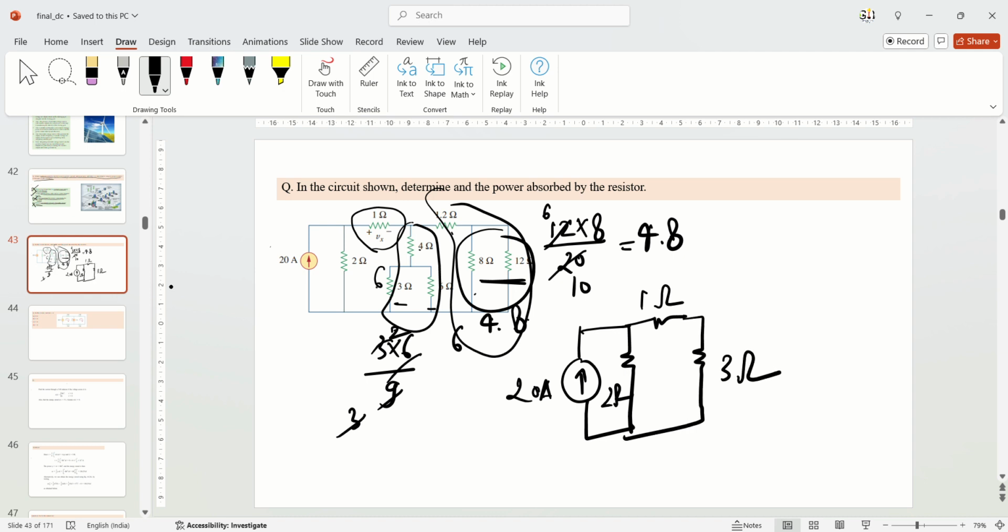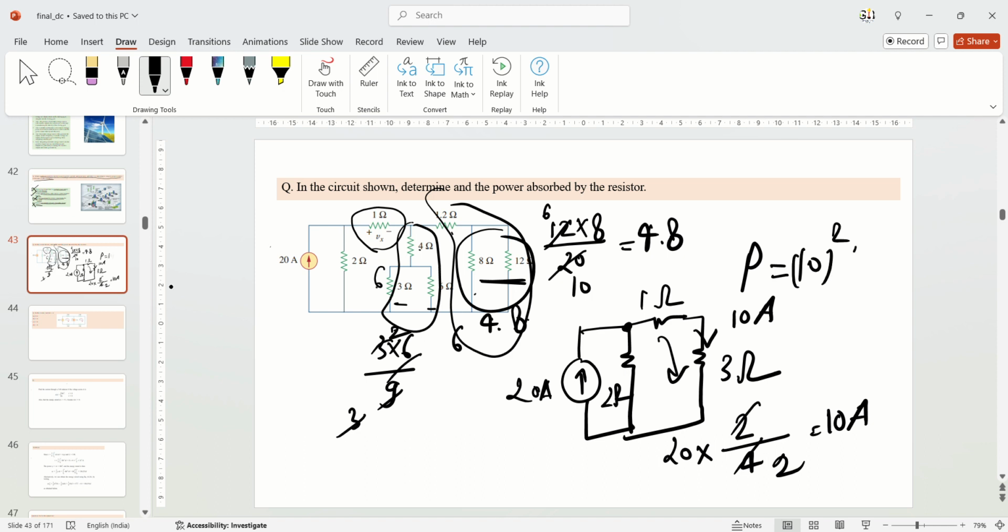Okay. So just you have to use the current divider. The current which is flowing in this side will be 20 multiplied by 2 divided by 4. It will come out to be 10 amps. Okay, so 10 amp current will flow here. So the power absorbed by the resistor will be 10 square multiplied by 1. It will come out to be 100 watts.